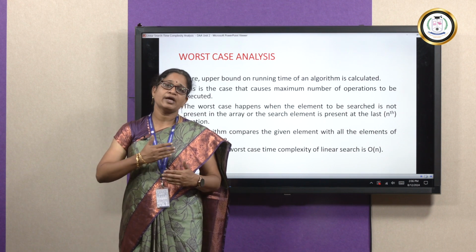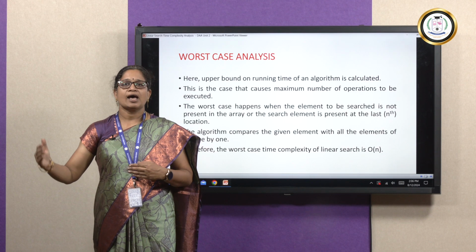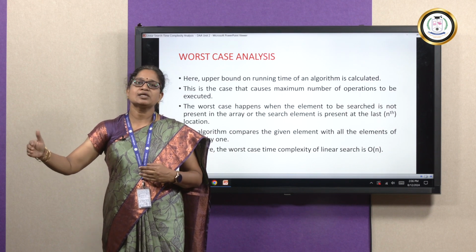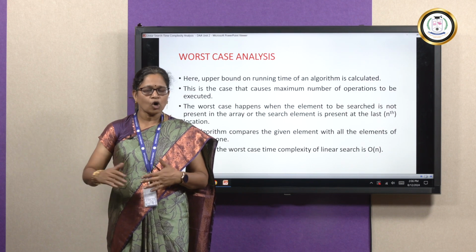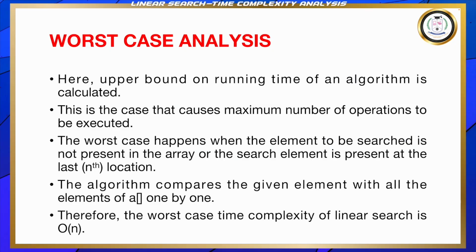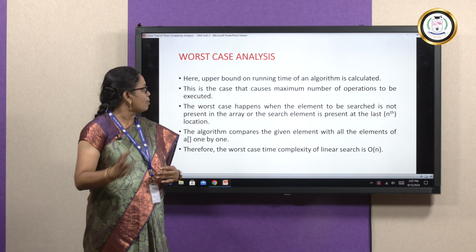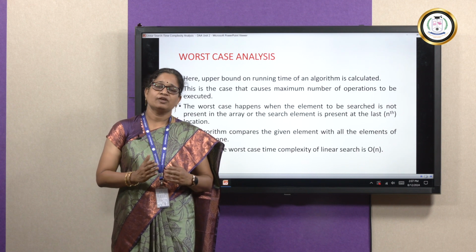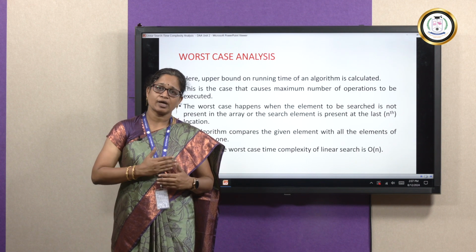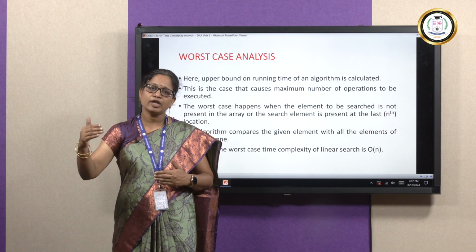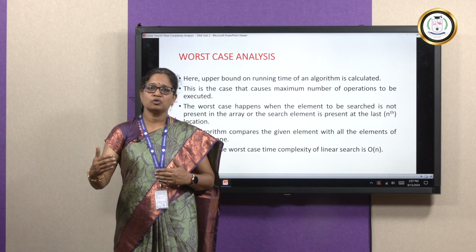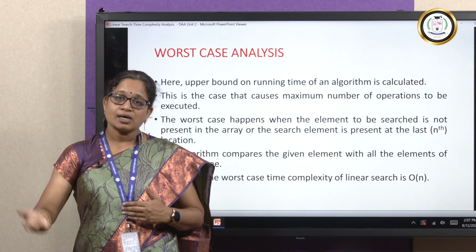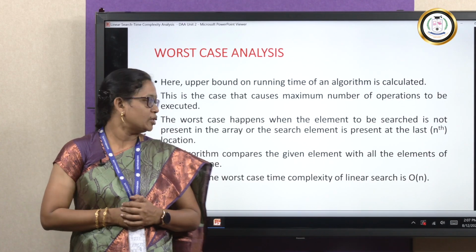So you need to compare all the n elements in the array and then only you come to the conclusion that the element is found in the last position or the element is not found in the array. So here the upper bound on running time of an algorithm is calculated. In this worst case, the maximum number of operations are executed. As I told you before, if there are n elements in the array, you need to compare all the n elements. Then only you can come to a conclusion that the element is present at the last position or the element is not found in the array.